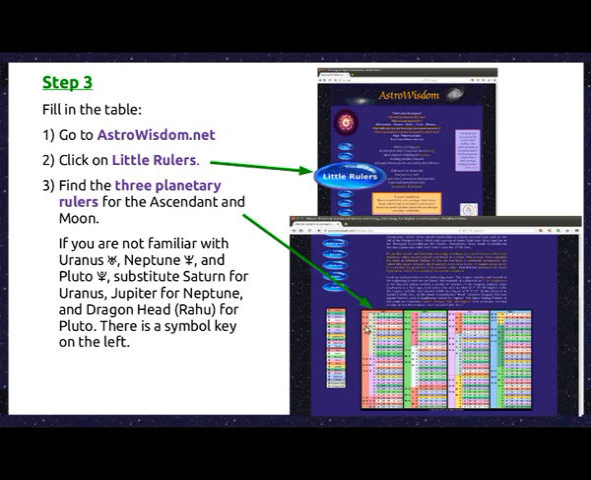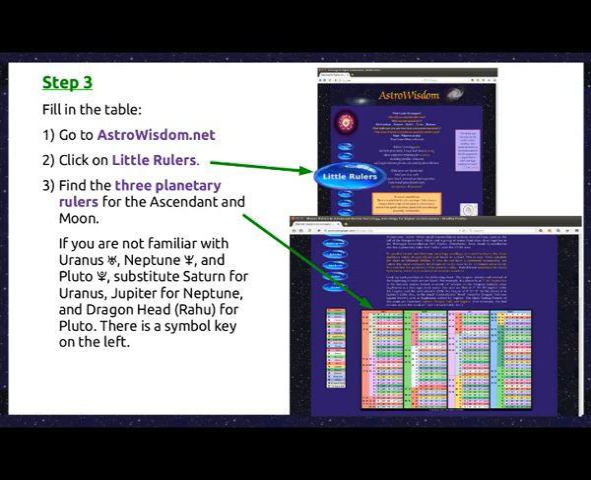The first column here is for the fire signs, Aries, Leo, and Sagittarius. The second column here that's labeled Earth is for the earth signs, Taurus, Virgo, and Capricorn. The third column is for the air signs, Gemini, Libra, and Aquarius. And the last column here is for the water signs, Cancer, Scorpio, and Pisces.